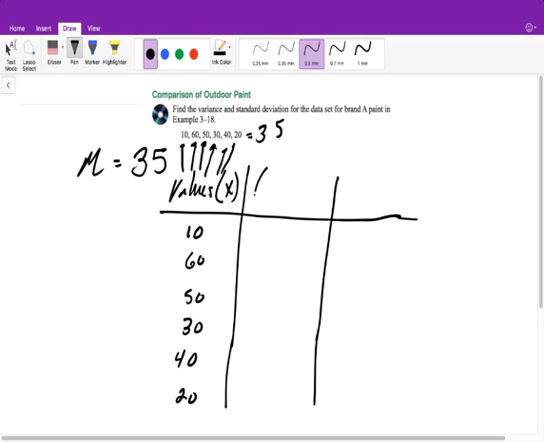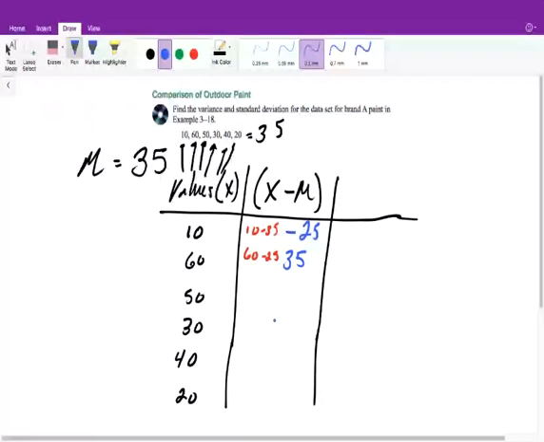Our second column is going to be our X, or all of our values, minus our mean. So that means this first number here, I'm going to write it small, it will be 10 minus 35, and the value that we have then is negative 25. The value for this one will then be 60 minus 25, or the value that we would write is then going to be 35. So you're going to fill in the rest of your chart. Let me pause the video and fill this in.